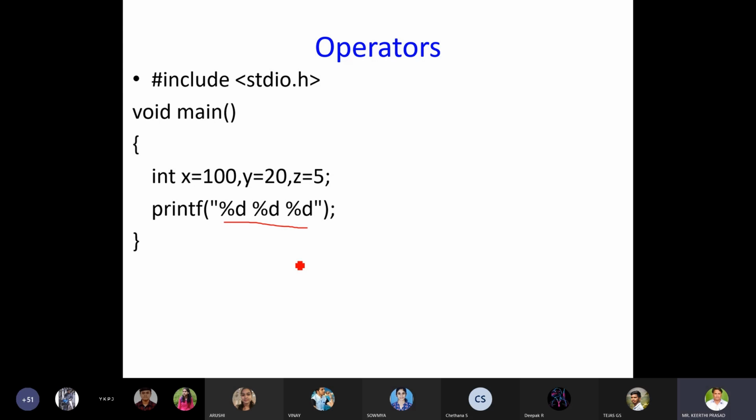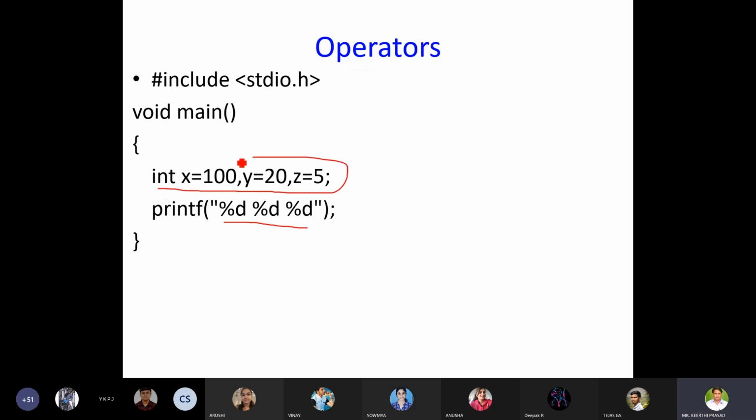Any guesses? What is the result, or will we get any error? What is your expectation from this? So we get warnings, sir. You get warnings. Okay. See, let me make you understand.